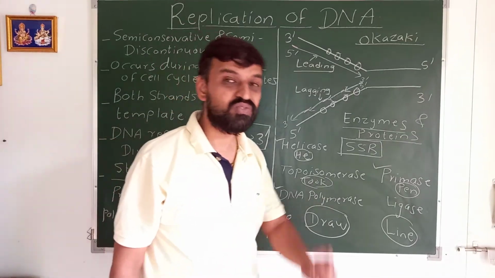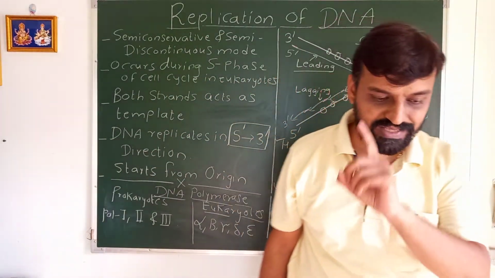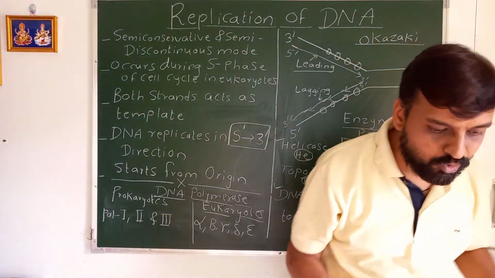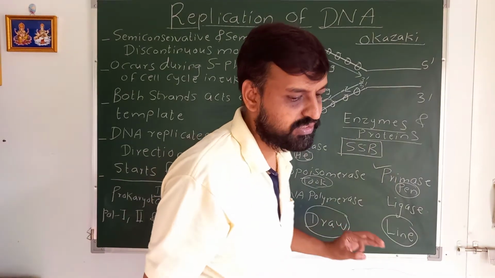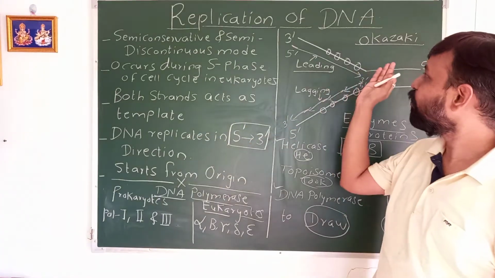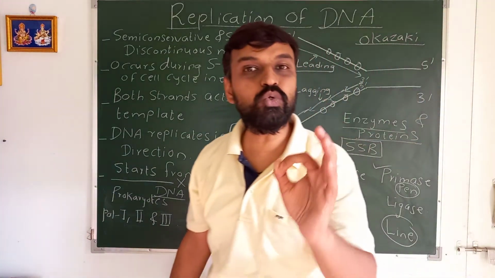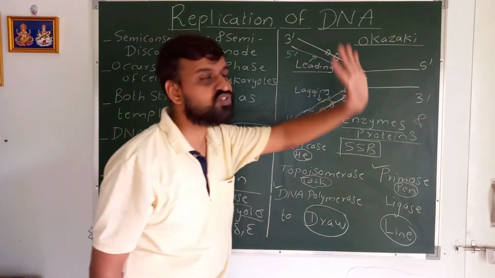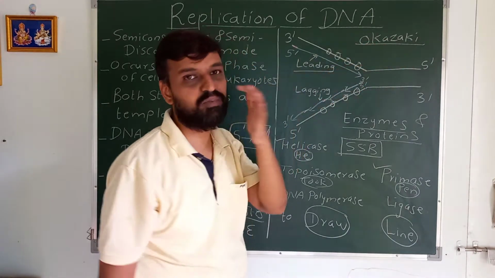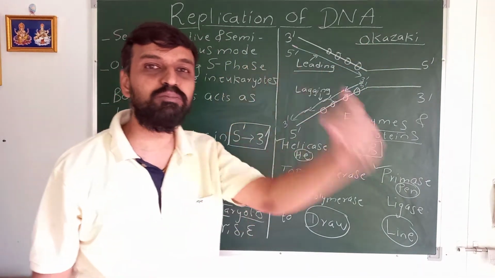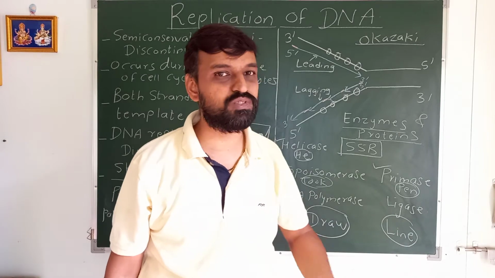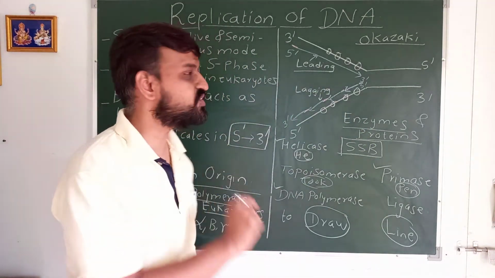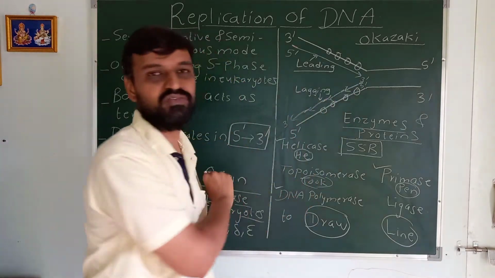Okazaki fragments. So guys, please take a note of this, and as I already told you, these Okazaki fragments are 1000 to 2000 in prokaryotes, while they are 100 to 200 in eukaryotes. Yes, the question can be asked in NEET. How many Okazaki fragments are found in prokaryotes? 1000 to 2000, and in eukaryotes 100 to 200. So please take a note of this.